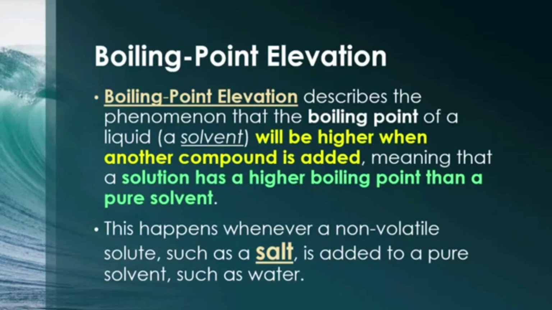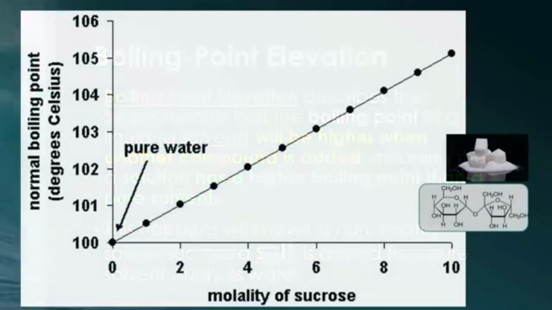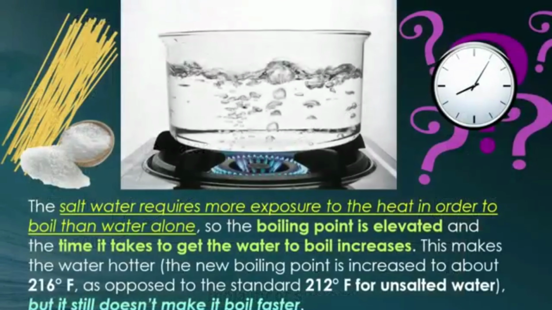Solutions that have solute dissolved in them will always have a higher boiling point than the pure solvent. So if you had any solution with something dissolved in it, like salt water, it always has a higher boiling point than pure water. You can see in this graph where we're graphing how the concentration or amount of sugar, sucrose, dissolved in water increases the boiling point of water. So again, colligative properties do not depend on what you add to your pure solvent, just how many particles you add. So pure water boils at 100 degrees Celsius, and the more particles you add, the higher the boiling point becomes.